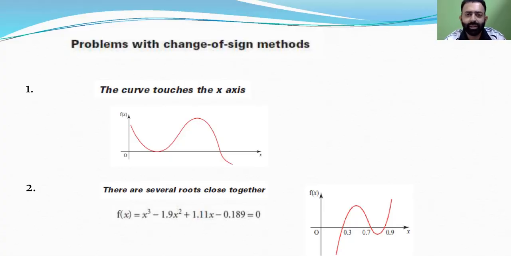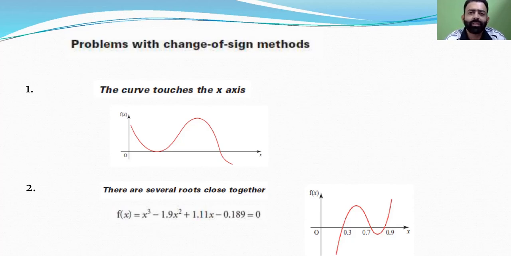Hi guys, welcome back. In the last video, I introduced you to the concept of numerical solutions of equations, where we discussed that there are certain equations which cannot be solved directly or by the usual algebraic methods. So there are certain indirect methods which give you an approximate solution of the equation. Within that, we discussed the method which is called the change of sign method.